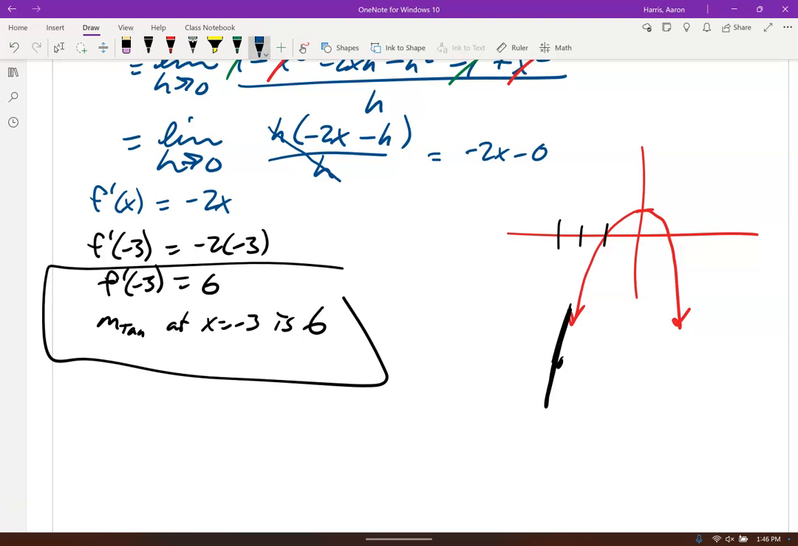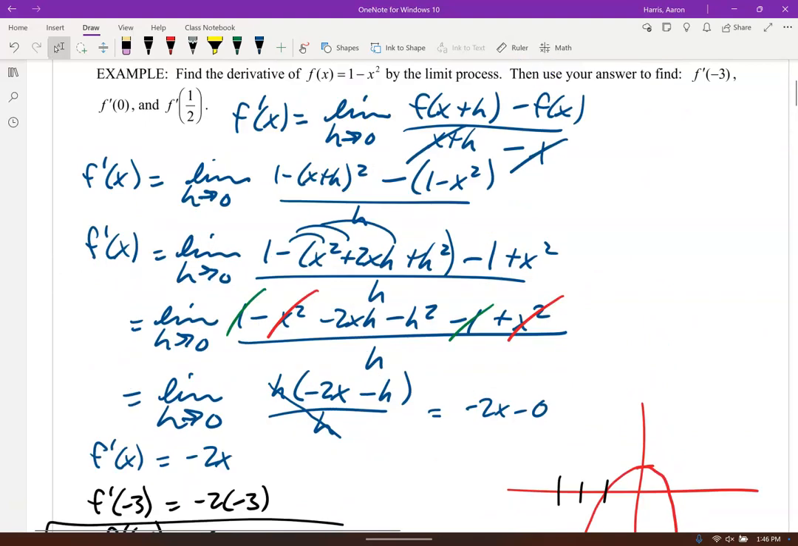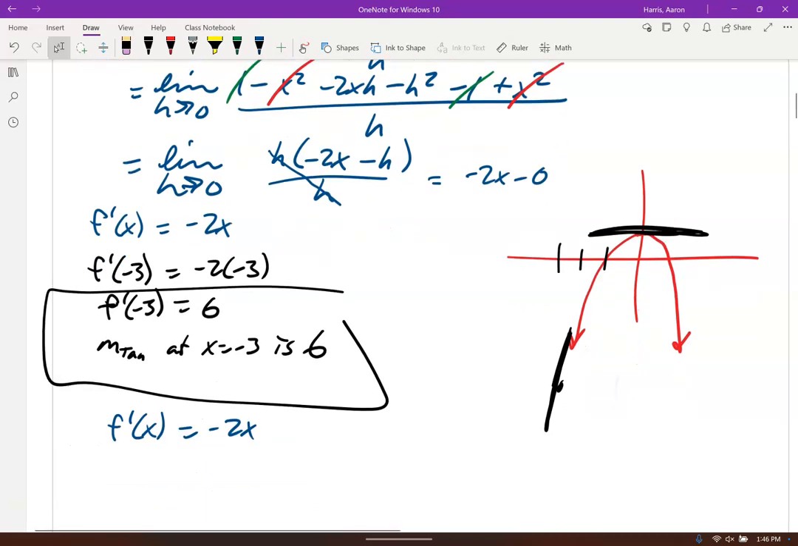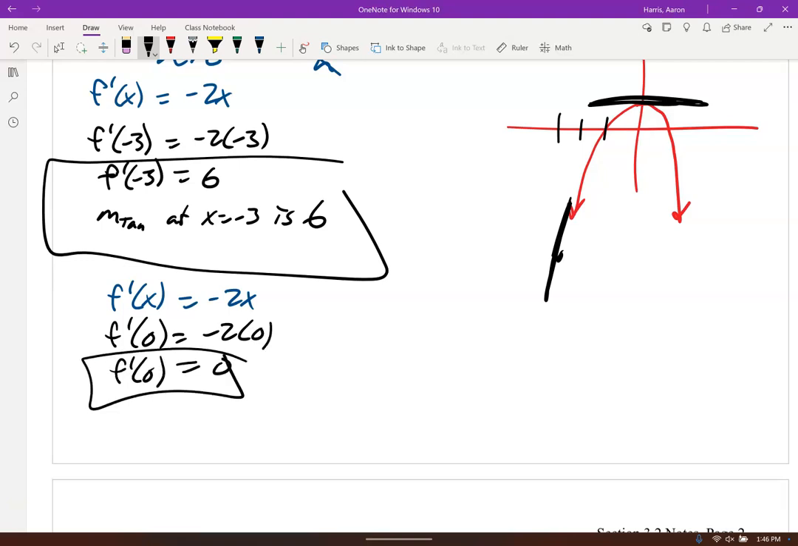So again, this f prime of x is very useful. I can find the slope of the tangent at any point. The next one they want is at 0. Well, f prime at 0, you could probably see that. Slope of the tangent at 0 is 0, right? F prime at 0 is 0. So slope of the tangent at 0 is 0.